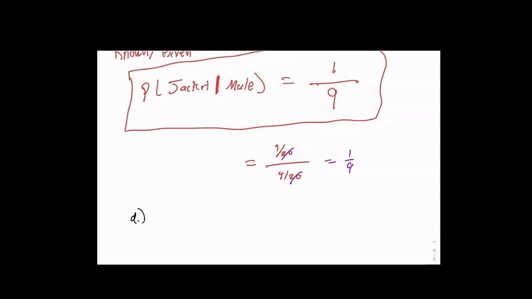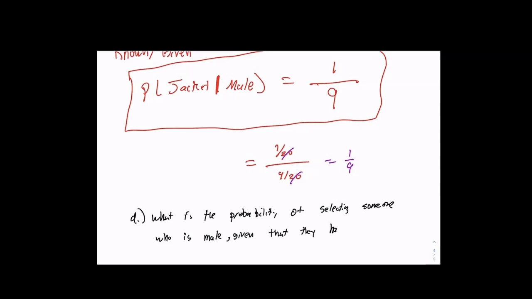I'm just going to write the whole thing out, all right? What is the probability of selecting someone who is male given that they are wearing a jacket.